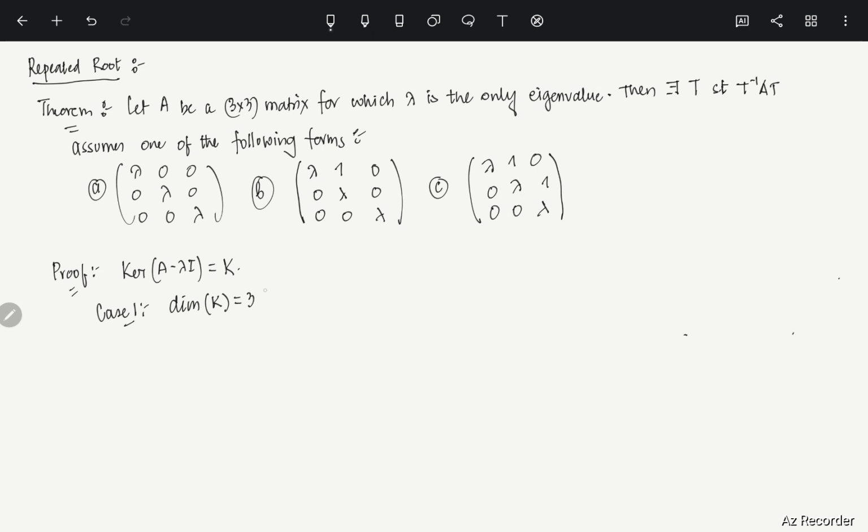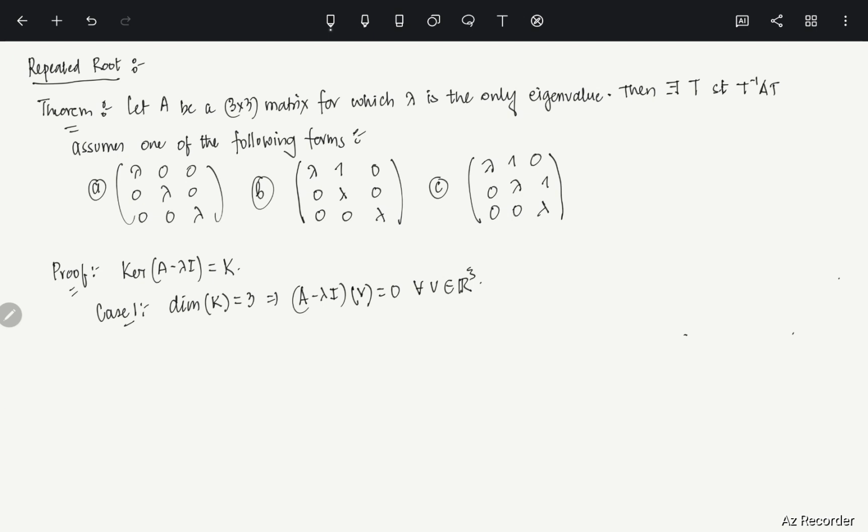Clear? So what does it mean? It means A minus lambda I. See, A minus lambda I is from R3 to R3, right? As a linear operator, it is from R3 to R3. So this acting on V is going to be 0 for all V in R3, right? You take any vector, it doesn't really matter which. Since the kernel dimension is 3, what will be your K? K is the whole of R3.